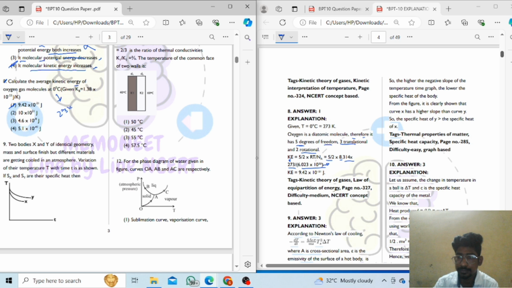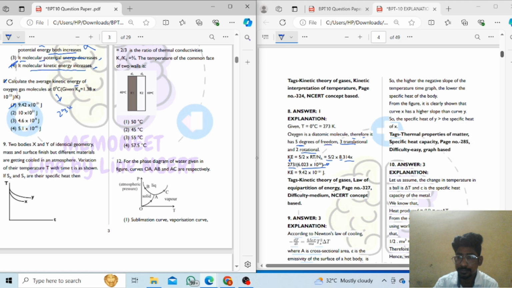From Newton's law of cooling, you can say that minus d theta by dt is proportional to 1 by S, where S is the specific heat. That is, it is inversely proportional to the specific heat. It is clear from Newton's law of cooling.